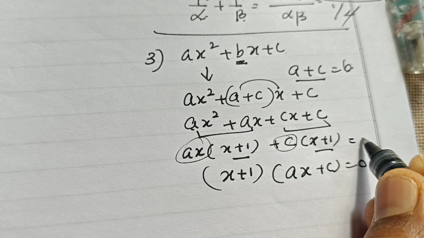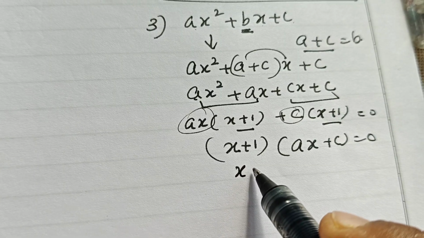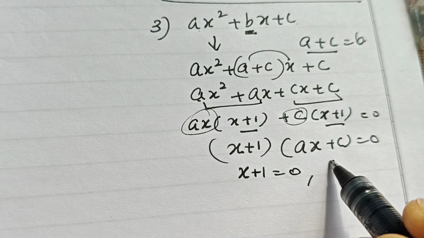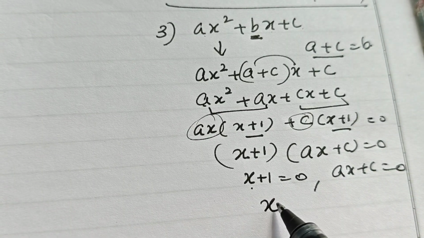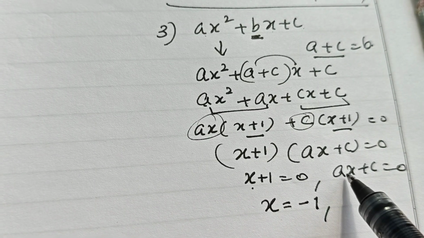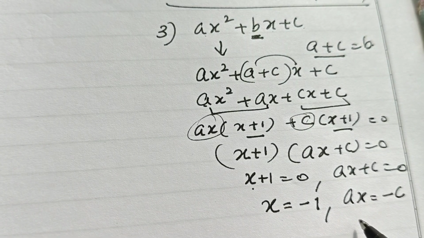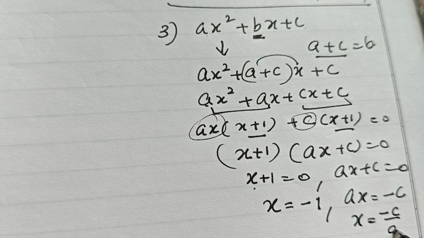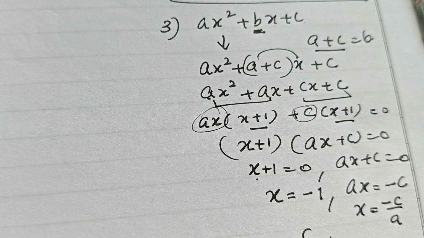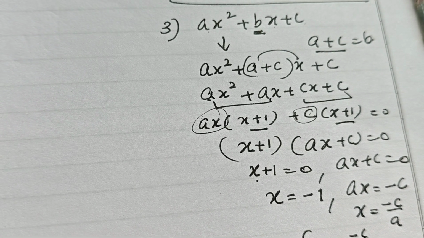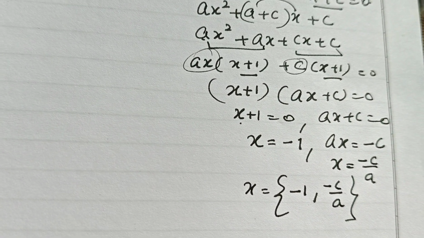Now if you equate it to 0 to get the zeros, x plus 1 equal to 0 or ax plus c equal to 0. So if x plus 1 is 0, x will become minus 1. If ax plus c is 0, ax is equal to minus c and x equal to minus c by a. So the zeros are minus 1 comma minus c by a.